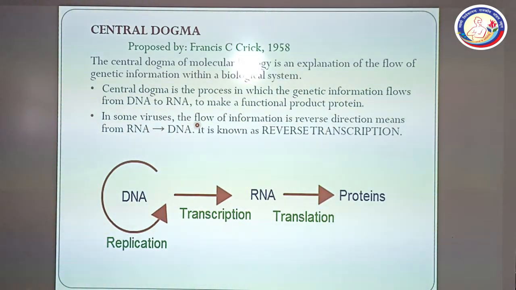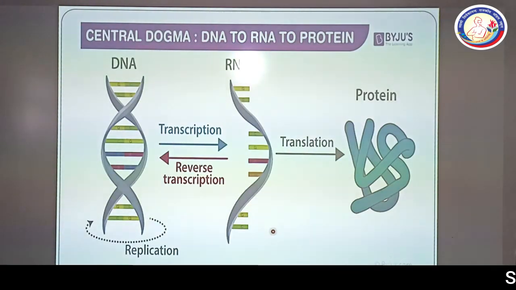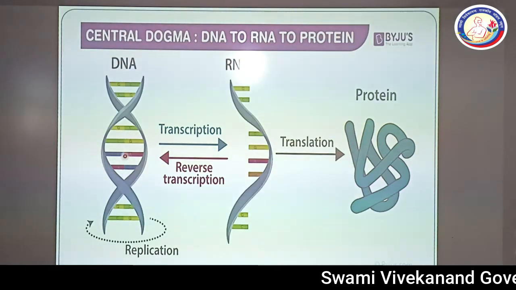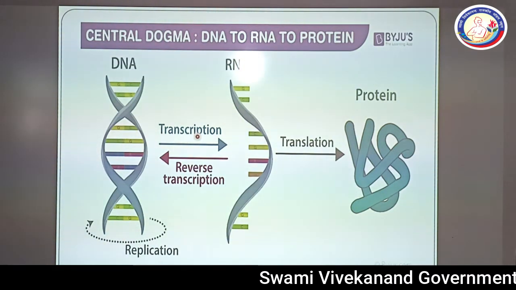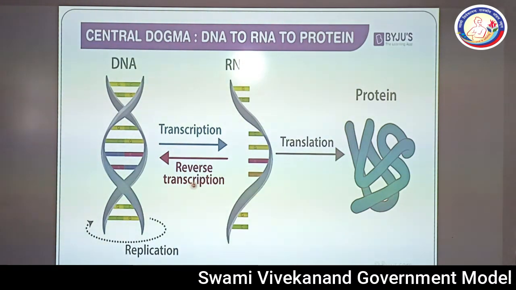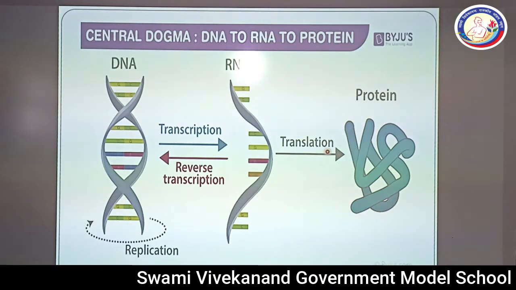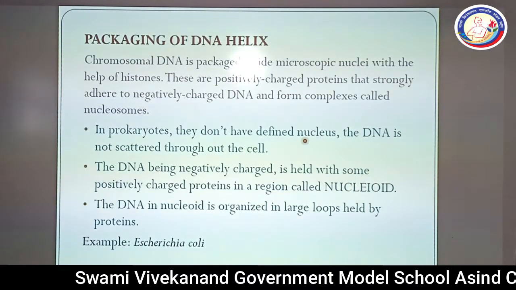In some viruses, the flow of information is in the reverse direction, from RNA to DNA. It is known as reverse transcription. So you can see formation of DNA from DNA is called replication. DNA to RNA is called transcription, and RNA to protein is called translation. An important figure is given here. This is the DNA. Formation of DNA to DNA is replication. DNA to RNA is transcription, and RNA to DNA is reverse transcription. And translation is carried out and it will form a functional protein.